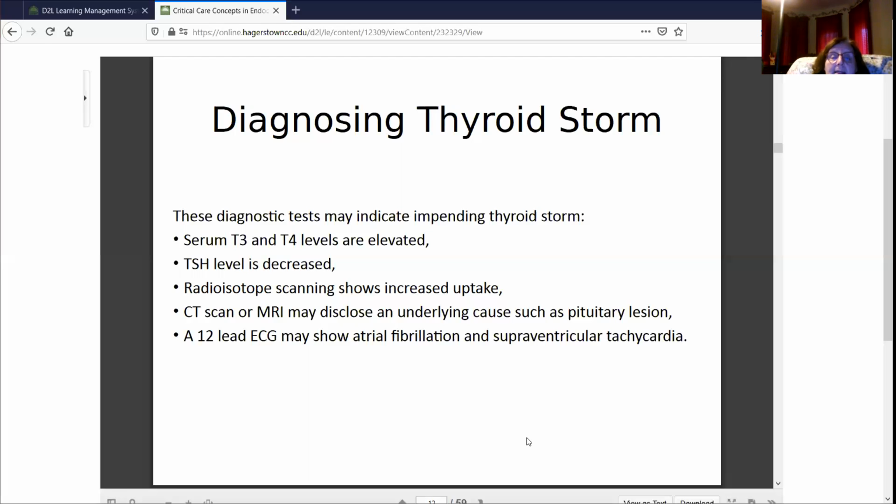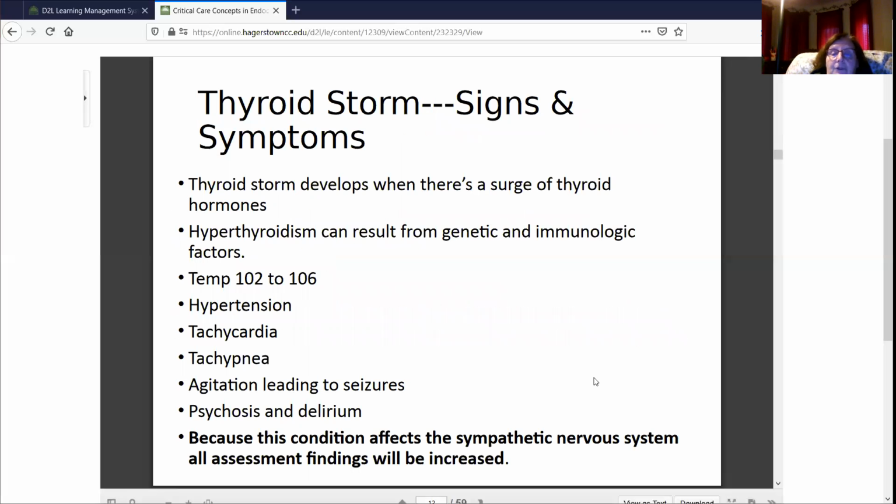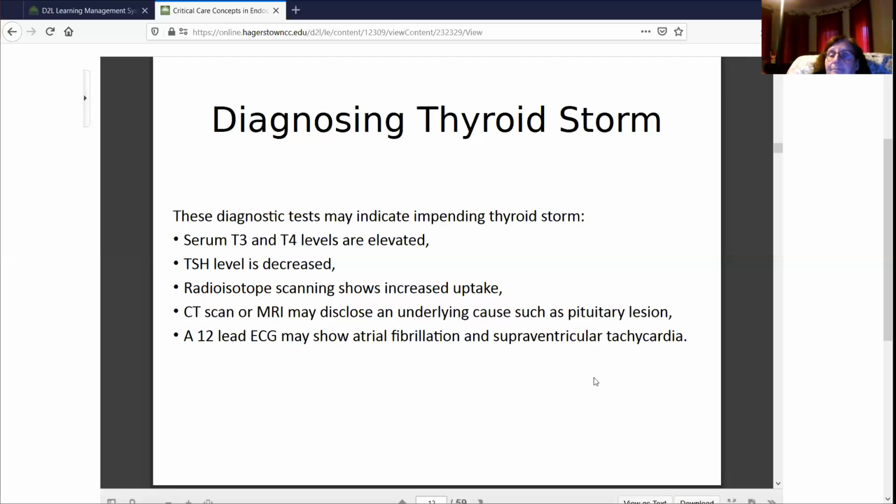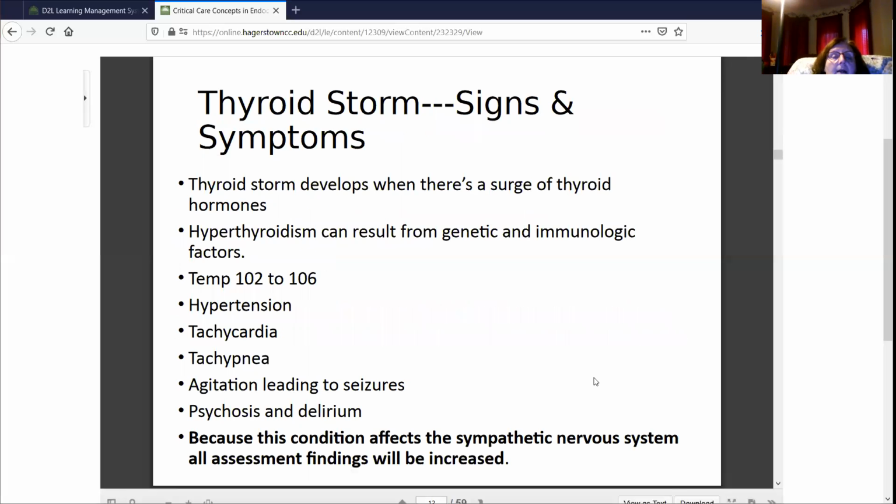A 12-lead ECG may show atrial fibrillation or supraventricular tachycardia, okay? Because both are re-entry tachycardias. Okay. All right. So, thyroid storm, signs and symptoms.